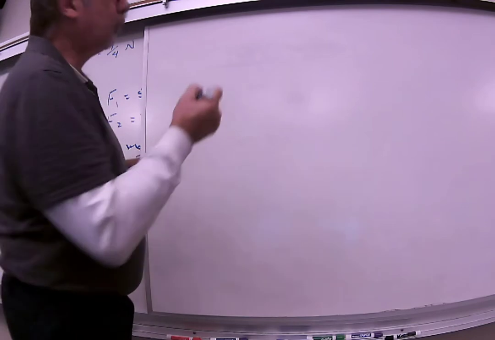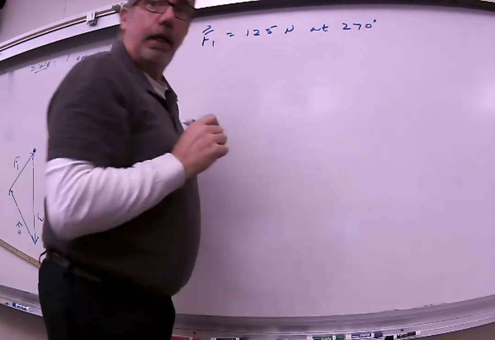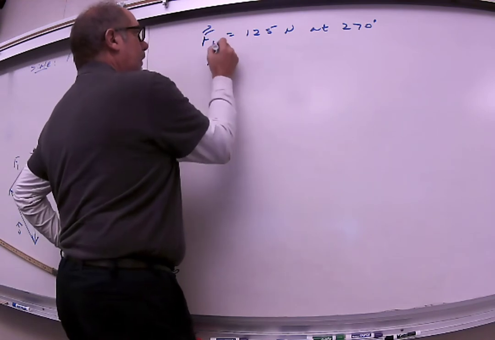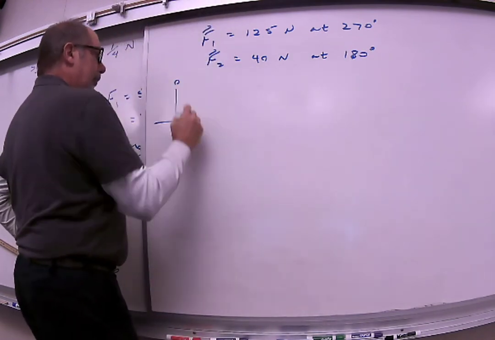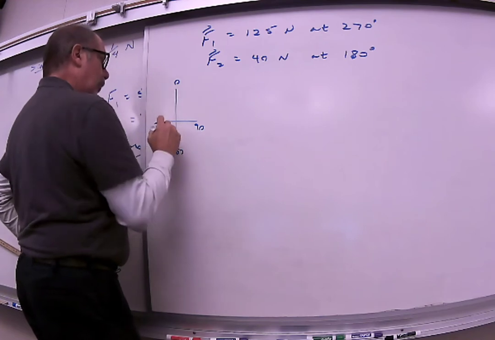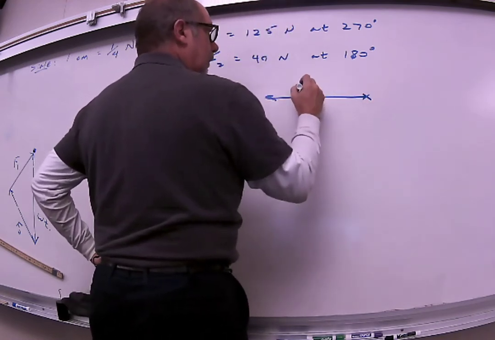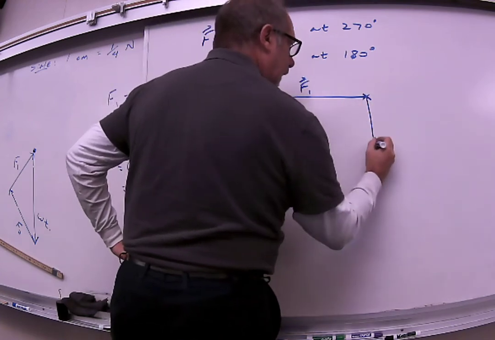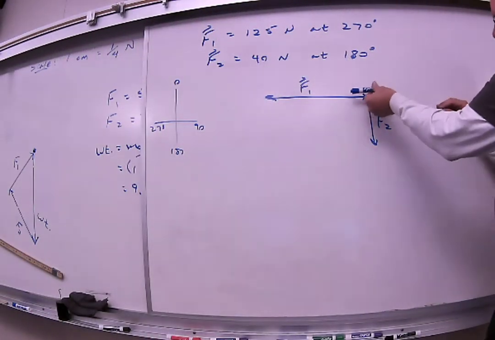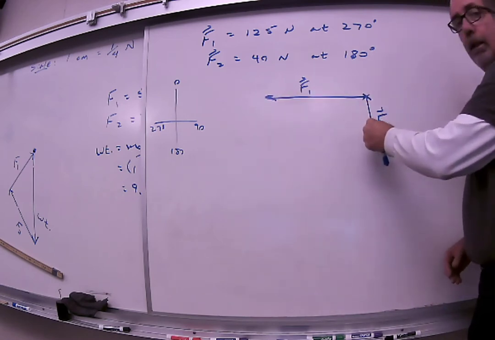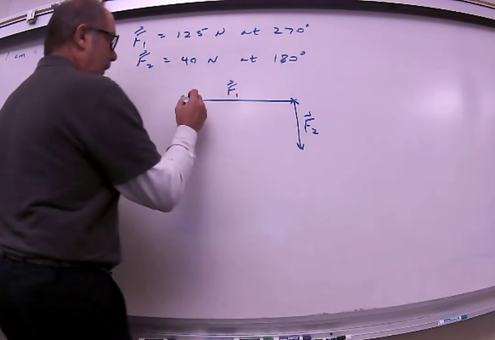One vector was 125 newtons at 270, and the other one was 40 newtons at 180. Give me my reference: 0, 90, 180, 270. So I had one going at 270, another going at 180. So I would have a vector going like that, and a vector going like that. If Bill were pushing something this way and his friend Jill was pushing on that same thing this way, the overall effect would be going down and to the left, which we can find with our vector parallelogram.